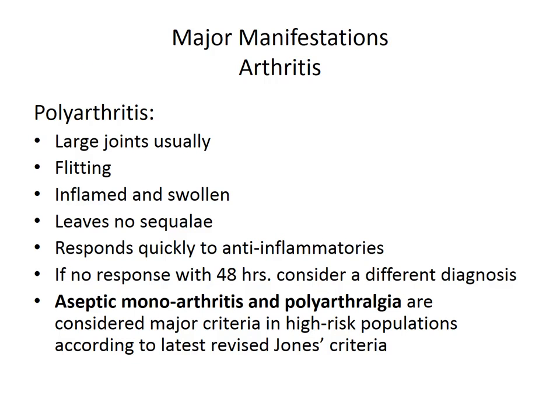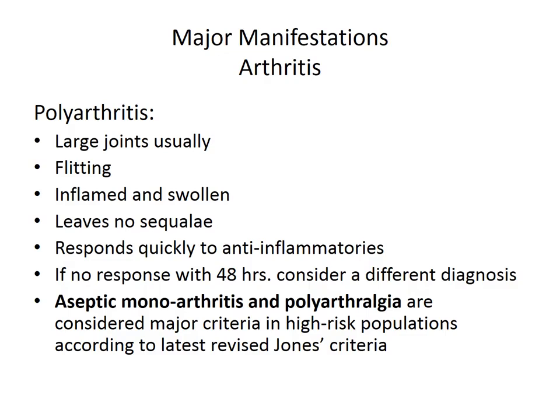The major manifestations of rheumatic fever are polyarthritis. It's the first arthritis in general, but polyarthritis is the one we are used to in high-risk populations. The large joints are usually affected. It is a flitting type of polyarthritis. The joints are inflamed and swollen, and they leave no sequela. They respond quickly to anti-inflammatories, which is one of the important diagnostic tools. If no response within 48 hours, consider a different diagnosis. That's how important the response is.